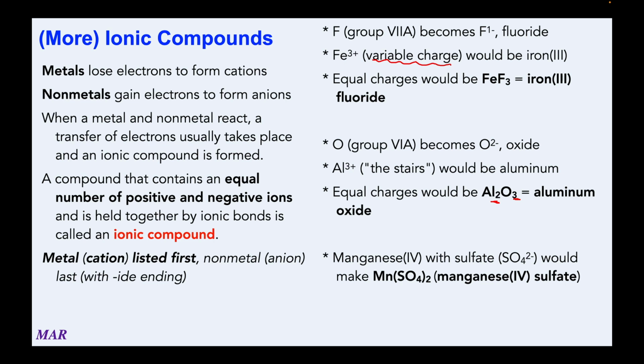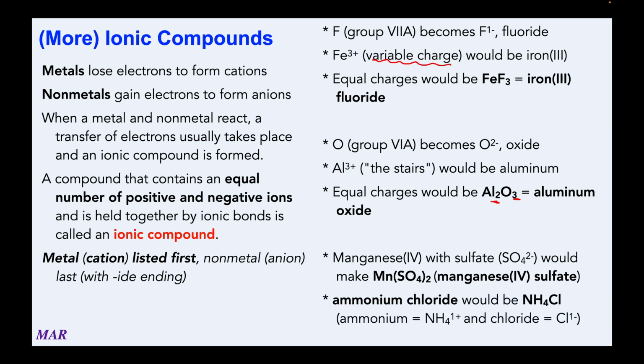Manganese, Roman numeral 4, would be Mn +4, and sulfate, SO4 -2. You're going to need 2 sulfates to bond with the manganese, so you'd write that Mn(SO4)2. That would be manganese(IV) sulfate. And again, you need the Roman numeral because manganese is not group 1A, group 2A, or the stairs. All the other metals, you need to use Roman numerals on them.